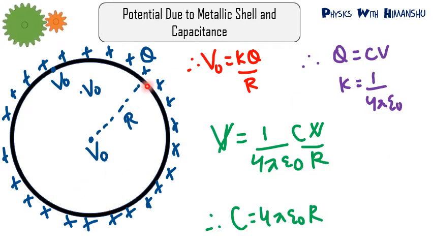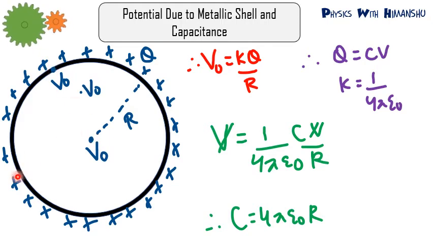Now first we will derive the potential due to a metallic shell and the capacitance of that metallic shell. Suppose this is a shell of radius r, and the shell is charged with positive charge q. The positive charge is on the surface of the metallic shell. There is no charge inside the shell. At the center of this metallic shell, we have already covered this topic. From the center, all the charge is at a distance r. So if you take a small charge here, it will be at a distance r.